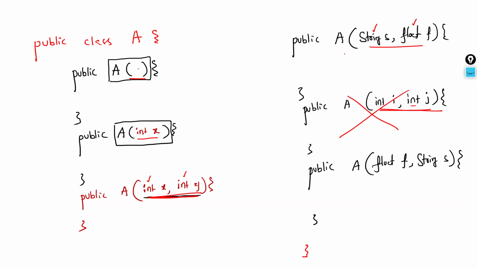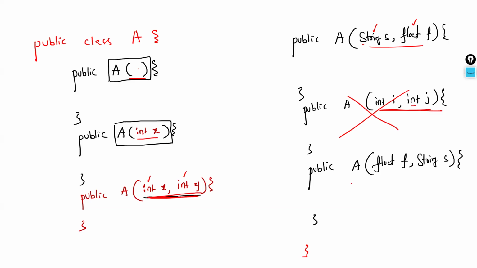Here it is string, comma, float. Here float, comma, string. Same or different? Yes, it is different, so it is possible. Even in methods, a method which takes a string input and a float input is different from one that takes a float input and a string input.